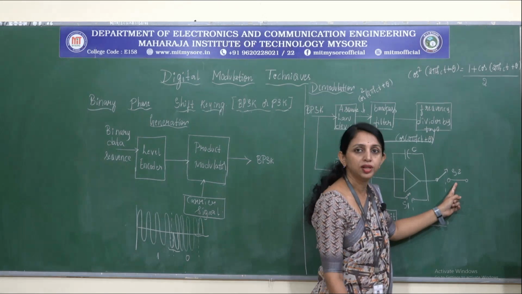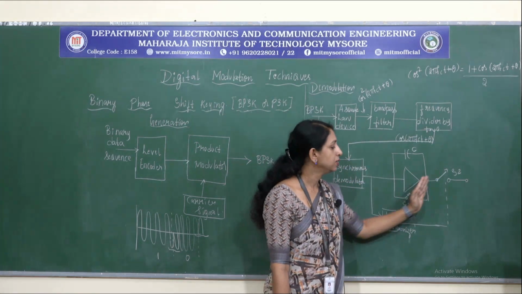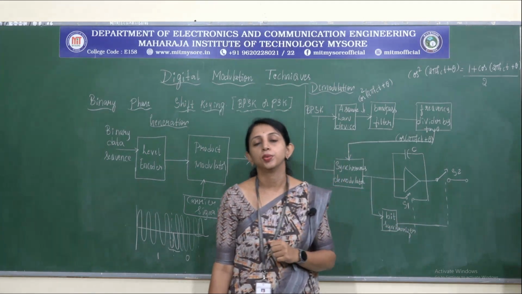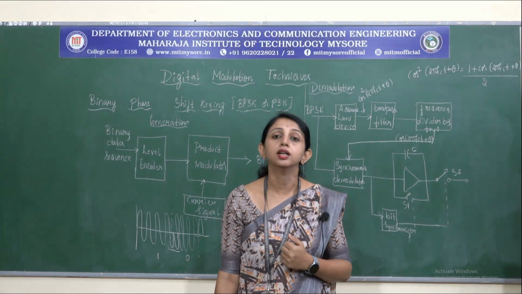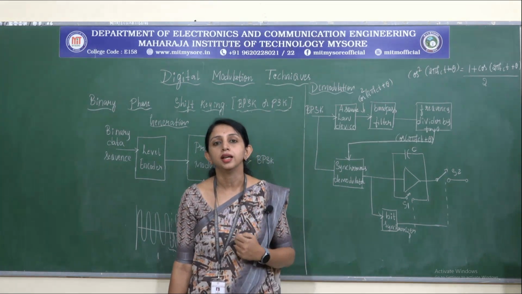This technique is frequency shift keying. Here we use two switches, S1 and S2. Once S1 is closed, S2 will be open, and vice versa. Based on the switching actions of S1 and S2, the carrier frequency will be shifted to take two discrete values as output, in the form of ones and zeros.